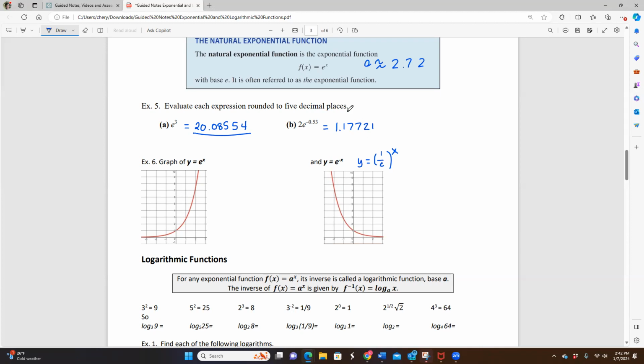All right, I hope that is a good refresher on exponential functions. In our next video, we're going to look at logarithmic functions.